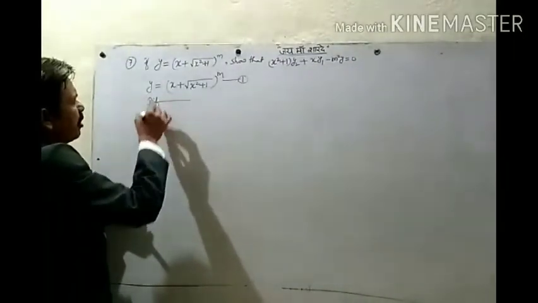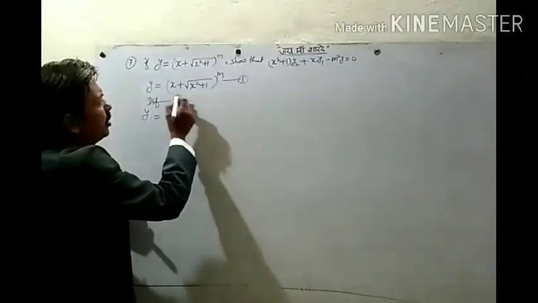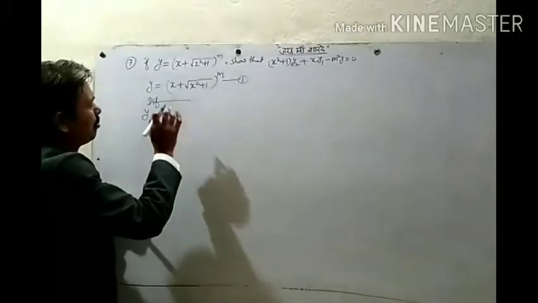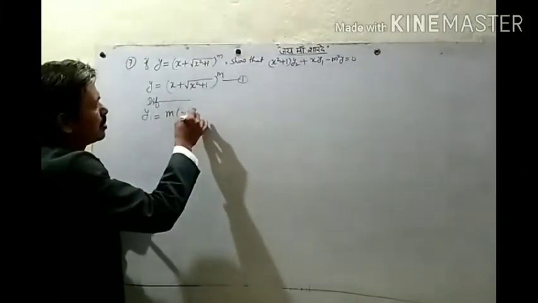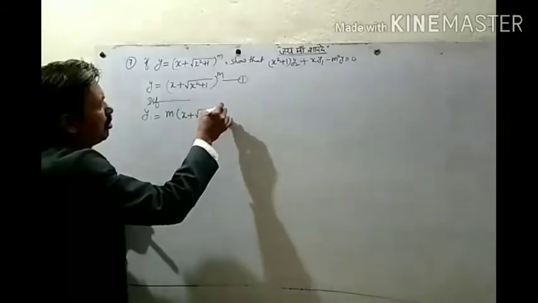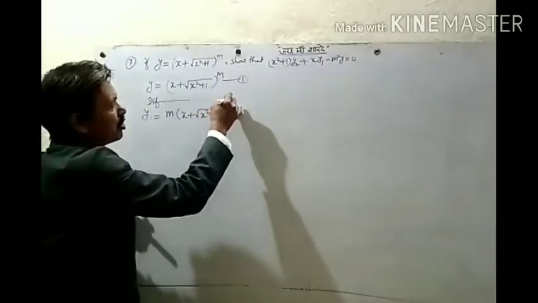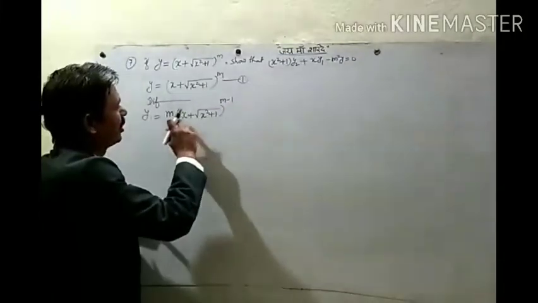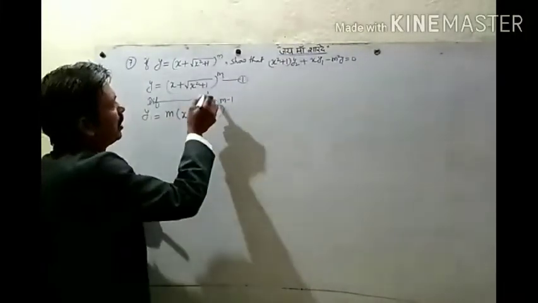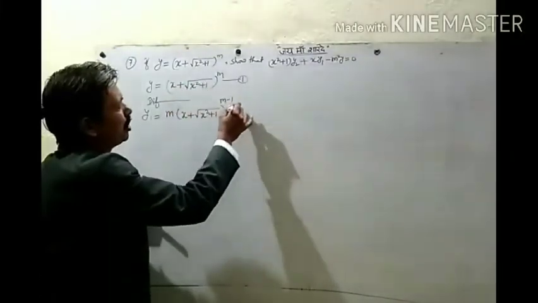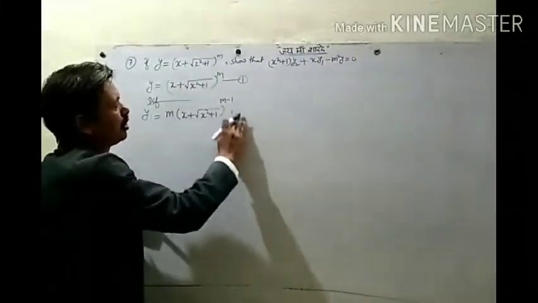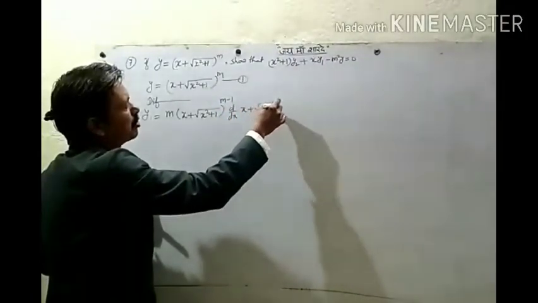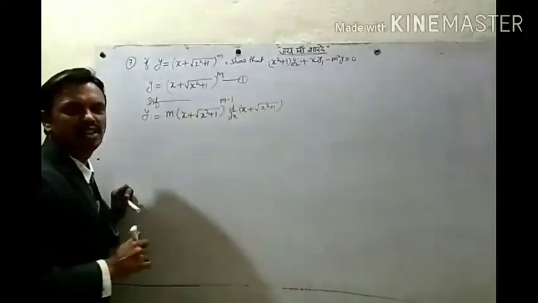So the derivative of y is y1. Now it is in the form of x to the power n, so its derivative is n x to the power n minus 1. But actually it is not x, so we differentiate this again, the derivative of x plus root x square plus 1. This again we will differentiate. Okay?